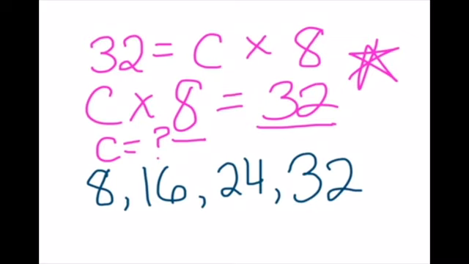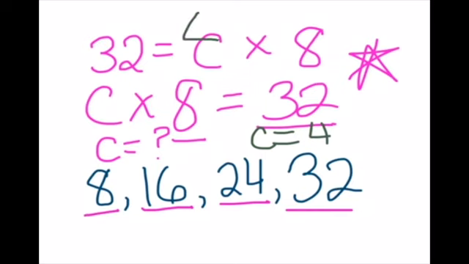How many times did I count by 8s? 1, 2, 3, 4. So C equals 4. Because if I were to replace that C with our 4, 32 equals 4 times 8, we know that's the same exact thing as saying 4 times 8 equals 32. So C equals 4.